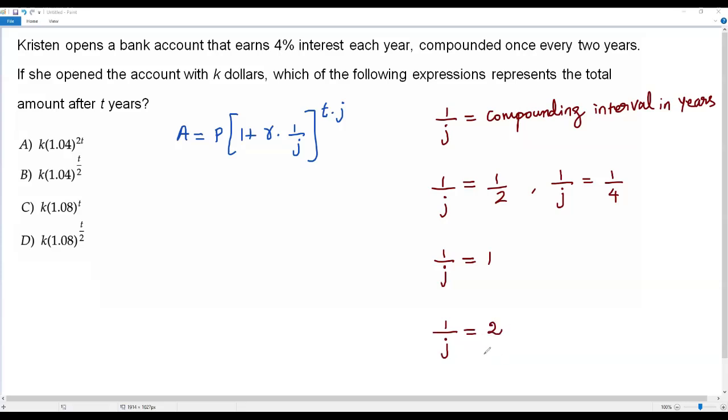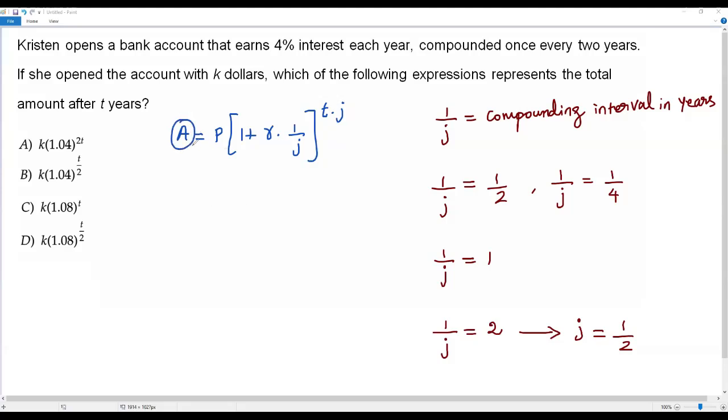Okay, now I got the value of 1 over J, and I also need the value of J in this equation, because I have to plug in the value of J. Let's solve for J. For that, I have to take the reciprocal on both sides. If I take the reciprocal of 1 over J on the left side, it becomes J over 1, or simply J. When I take the reciprocal of 2, it becomes 1/2. Now let's plug in the values for P, R, 1 over J and J into the formula.